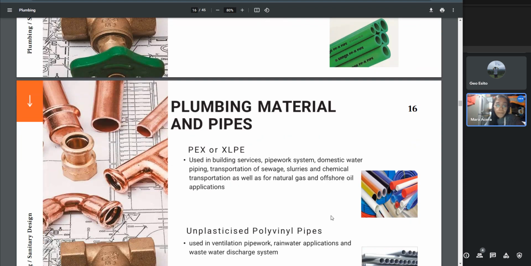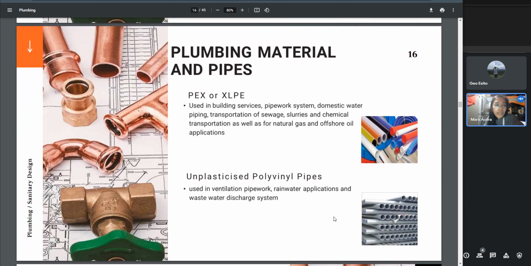Next, the PEX or XLPE. This type of pipe is made of specialized polyethylene and is used in building services, pipework systems, domestic water piping, transportation of sewage, slurries, and chemical transportation, as well as for natural gas and offshore oil applications. And plasticized polyvinyl pipes. These are primarily used in ventilation pipework, rainwater applications, and wastewater discharge systems.